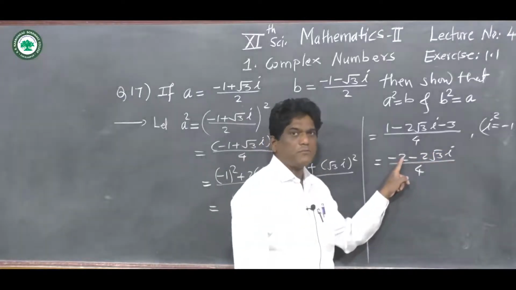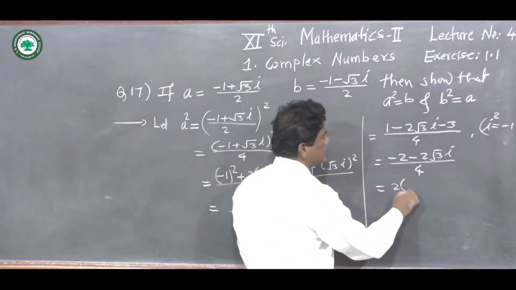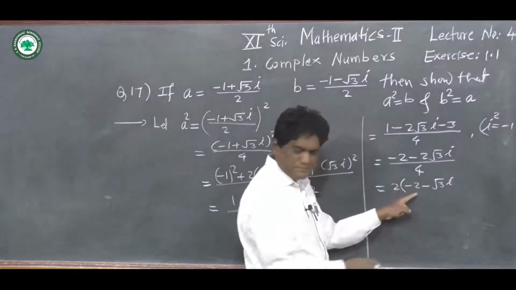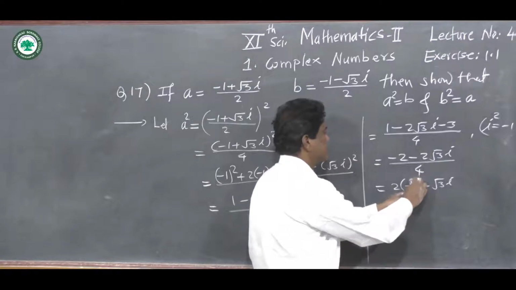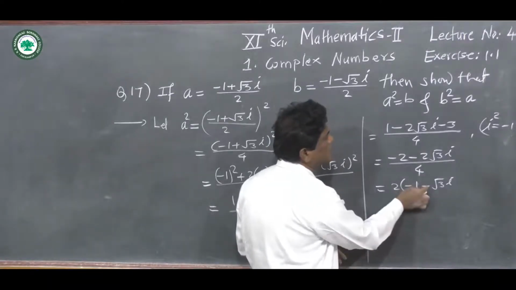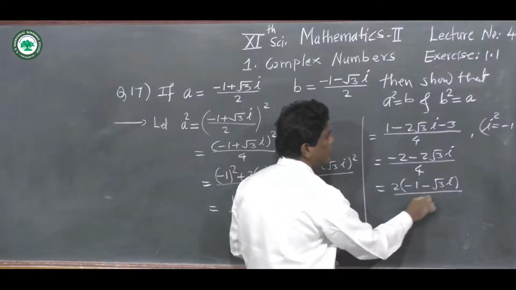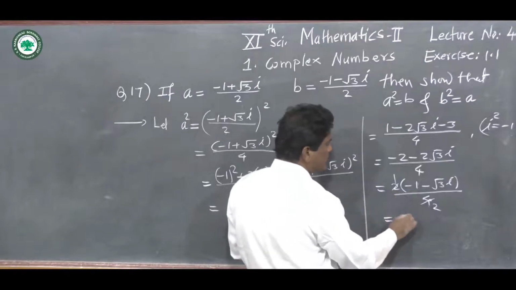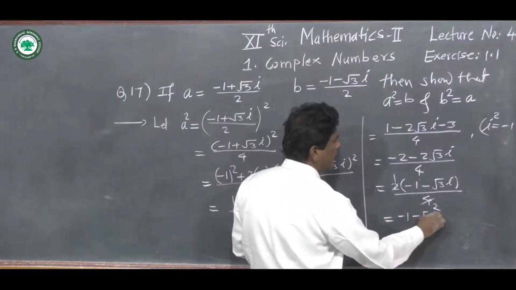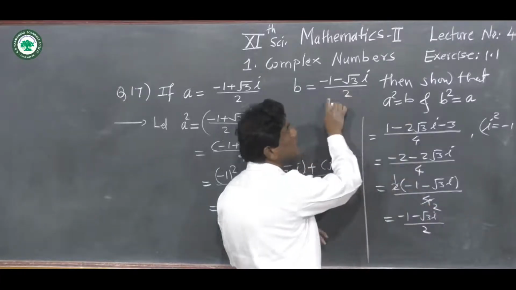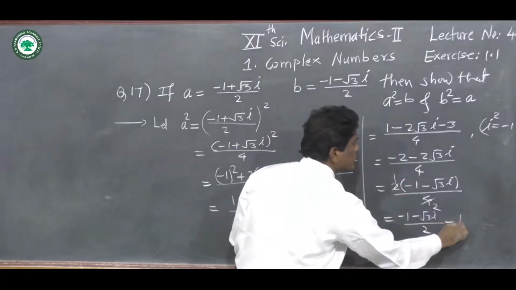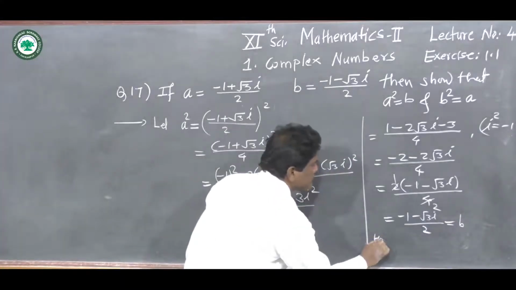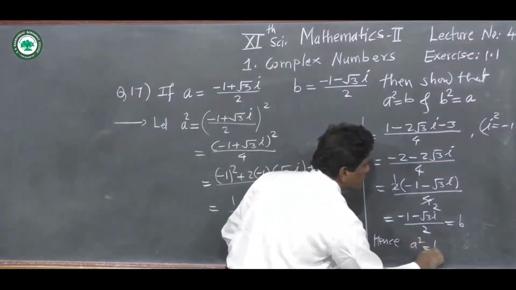Now we take 2 common from the numerator. So it is equal to 2 in the bracket, minus 1 minus root 3i, divided by 4. Here we take 2 common, so here 1 and here 1. Now 2 1s are 2, 2 2s are 4, and therefore we get minus 1 minus root 3i divided by 2, which is nothing but B. So it is equal to B. Hence we have shown that A square is equal to B.